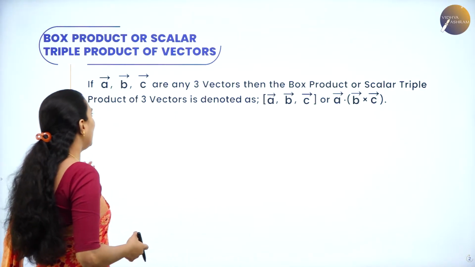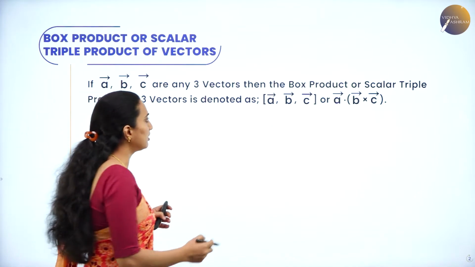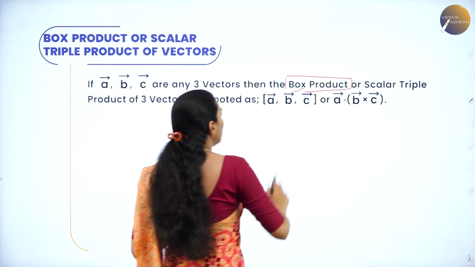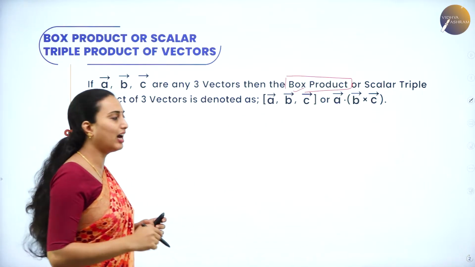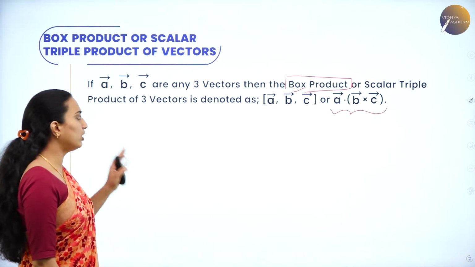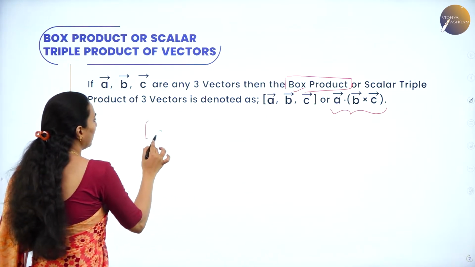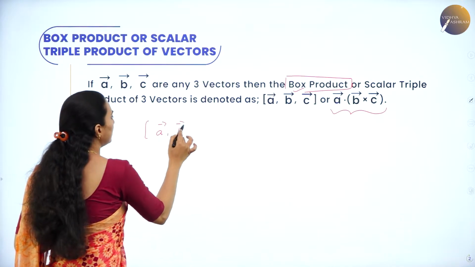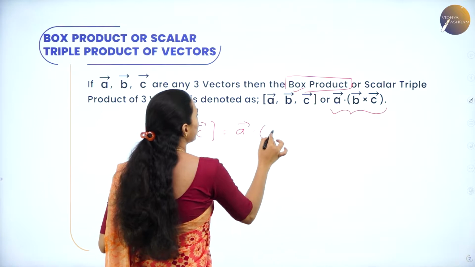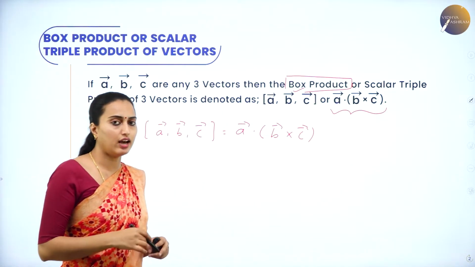Now here, A vector, B vector and C vector are any three vectors, then this is very important. We are going to call it a box product. So this is called a box product or scalar triple product. The scalar triple product of three vectors is denoted like this, A vector, B vector, C vector, and can also be written as A vector dot B cross C. That's it. So this is going to be known as the scalar triple product.